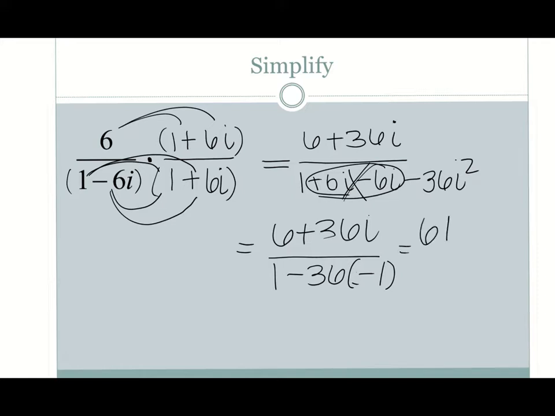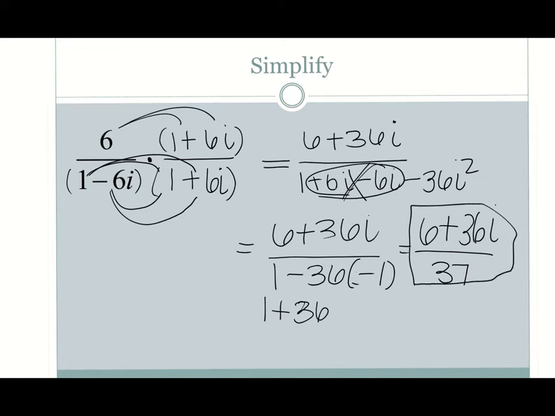So I have 6 plus 36i divided by 1 plus 36. So that's going to give me 37. Now this is my final answer. I cannot simplify any further because 6, 36, and 37 don't all have something in common. So 6 plus 36i divided by 37 is our final answer.